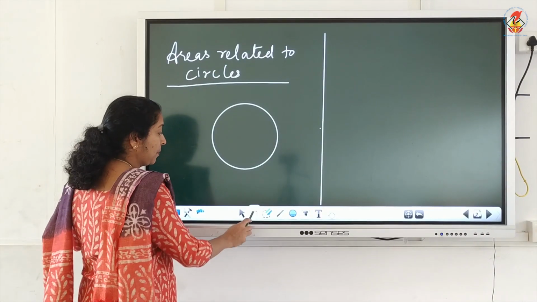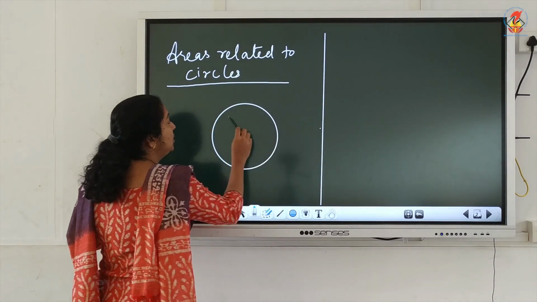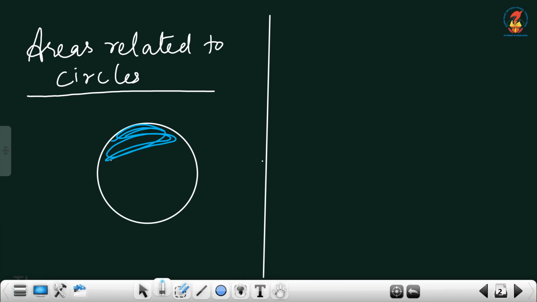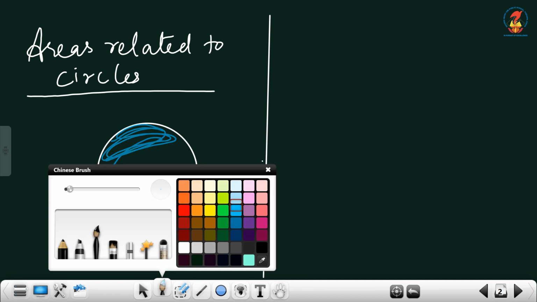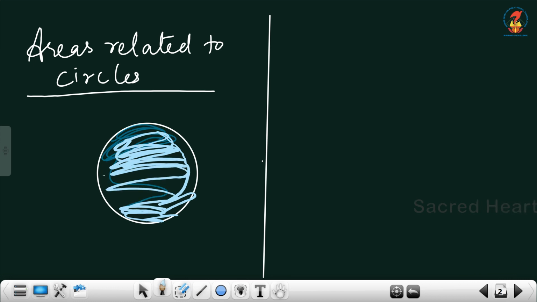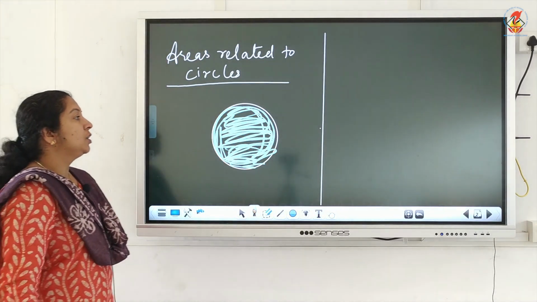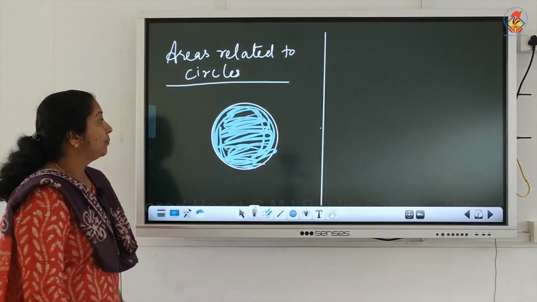That means the total surface enclosed by this is known as the area. Total surface enclosed by a closed figure is known as area.